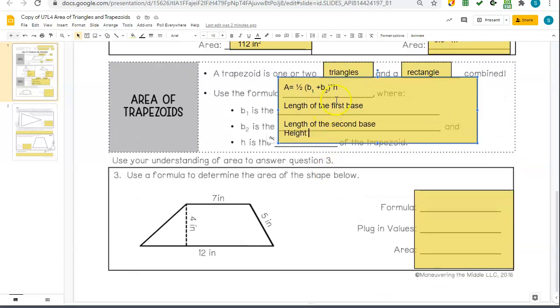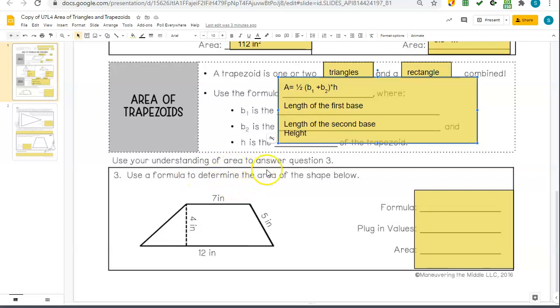You don't really need to know how we get the formula if you memorize it, but you could think about it. A half times the base times the height, that's one triangle, and a half times the base times the height, that's the other triangle. But if we add the bases together, we can just do that one calculation. So this sort of puts those two together.